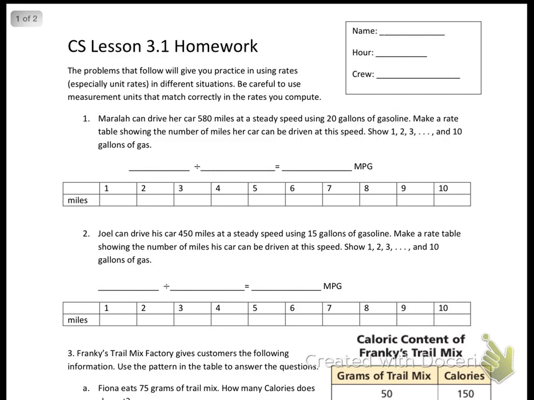Marla can drive her car 580 miles at a steady speed using 20 gallons of gasoline. Make a rate table showing the number of miles her car can be driven at this speed. Show 1, 2, 3, all the way up to 10 gallons of gas. So we're going to start with 580 miles divided by 20. And that number will give you her miles per gallon for 1 gallon of gas. Okay, I'm actually going to label this gallons.